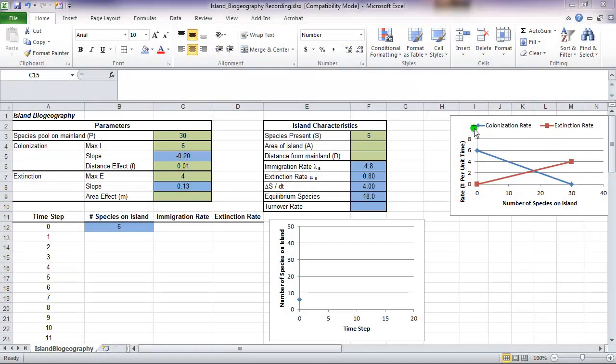Now I've moved some of my figures around, and we're again looking at a condition in which equilibrium occurs where the colonization rate and the extinction rate lines intersect, and we end up with an equilibrium number of species of 18. One thing we can do to get a better handle on this equilibrium number is to actually simulate the dynamics of changing species numbers through time.